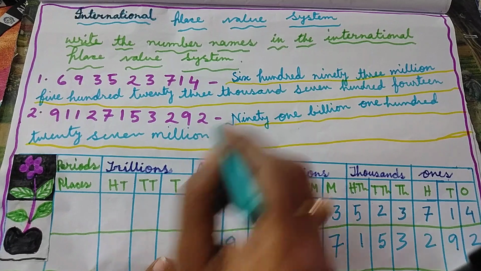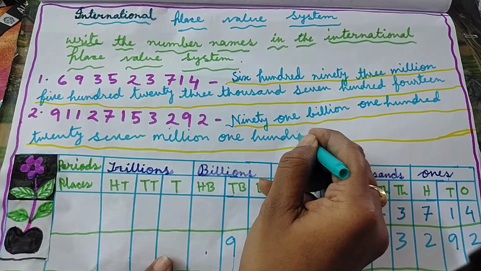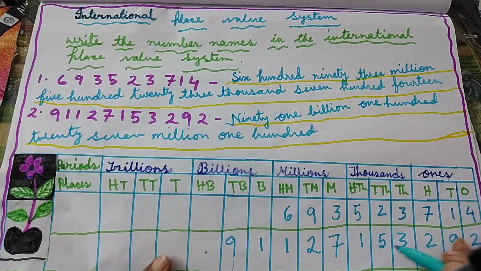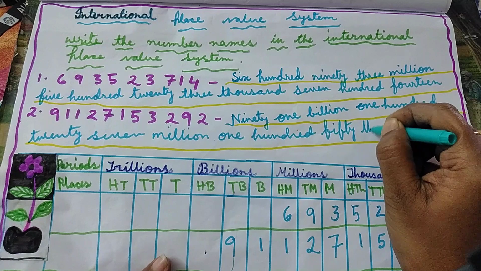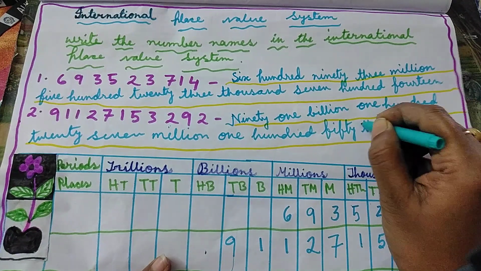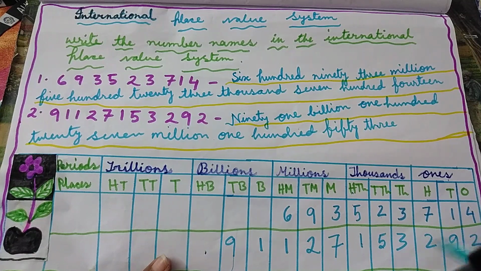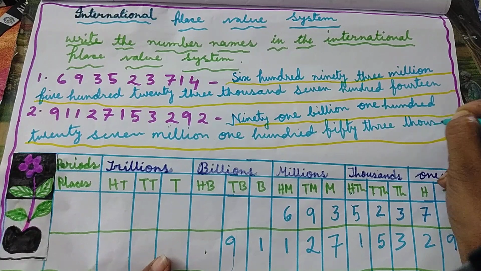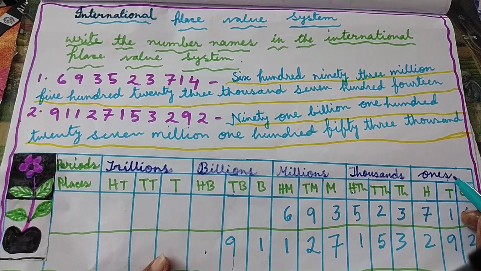Then go to thousands period. 100. 5 and 3 togetherly makes 53. 53. 153. Write the period. 1000. Complete. Now go to ones period.